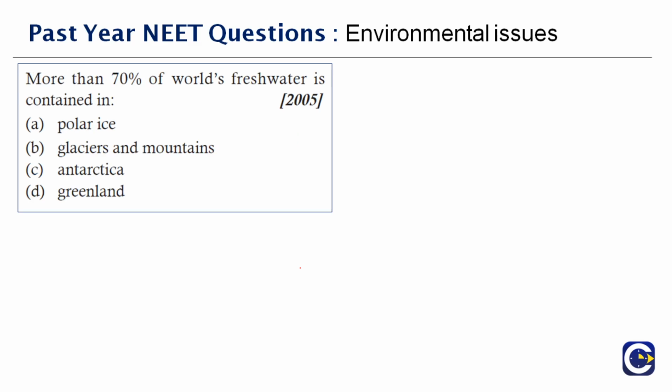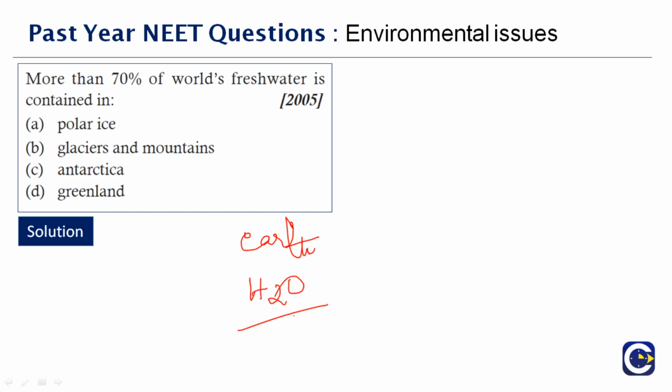Next question here. More than 70% of the world's fresh water is contained in dash. Okay. See, when you talk about the overall earth, 3/4 of it is covered with water. But how much is fresh water? If you see, it's to a minimal amount.